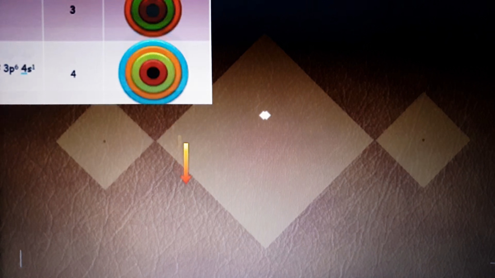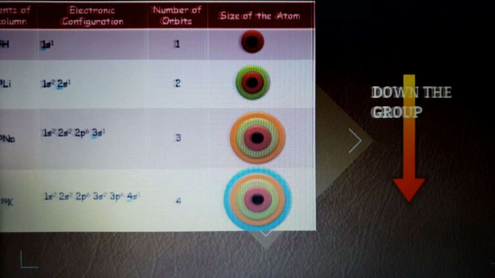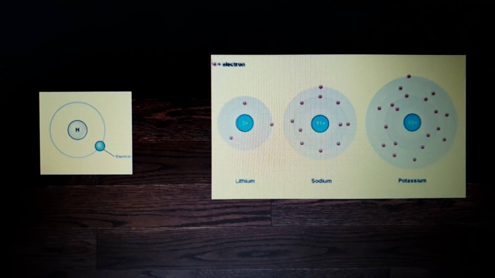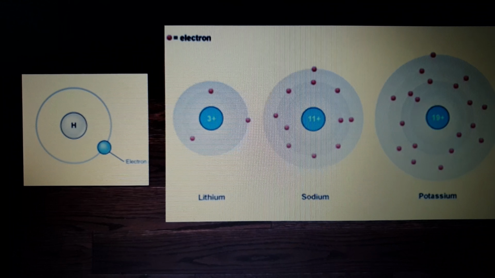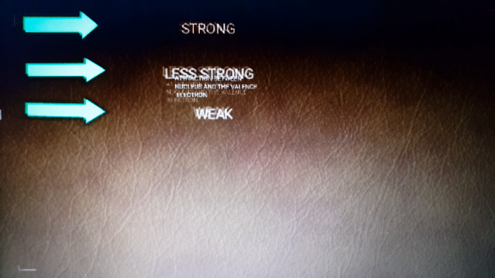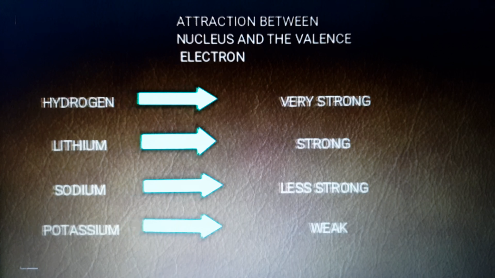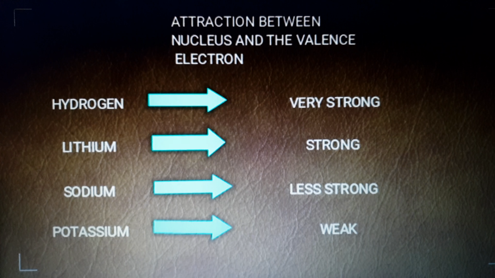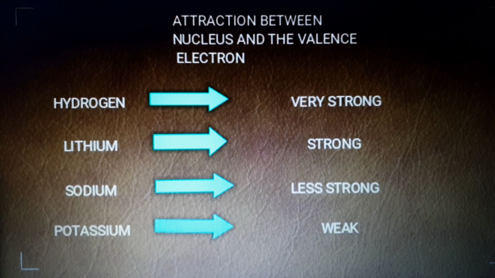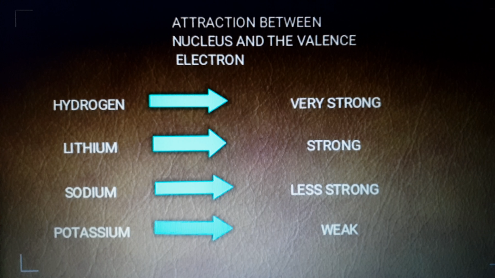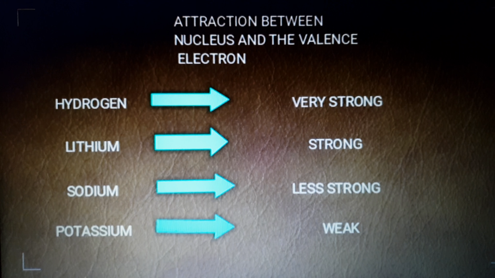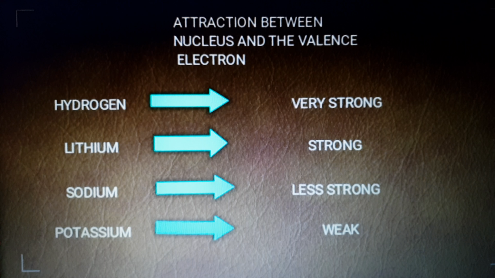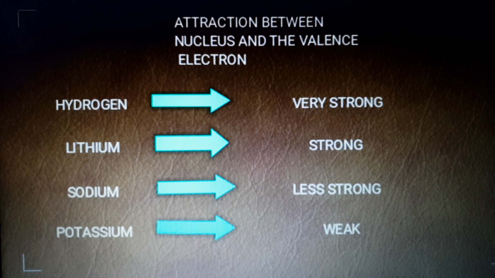As a result, the atomic radius also increases. Hence, the distance between the valence electron and nucleus increases, causing the attraction between them to become weak. So, it is easy to remove that 1 valence electron from lithium compared to hydrogen and requires less energy. This is why the first ionization energy for lithium is lower compared to that of hydrogen. The same case follows the other elements as it goes down group 1.